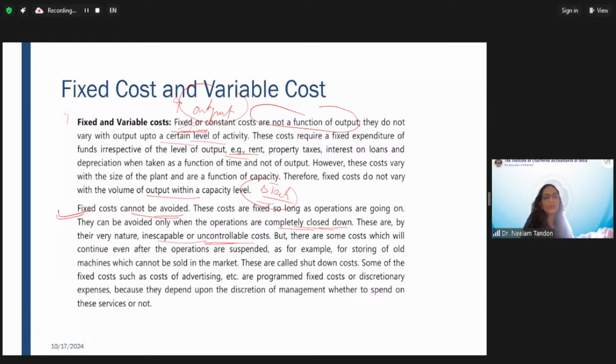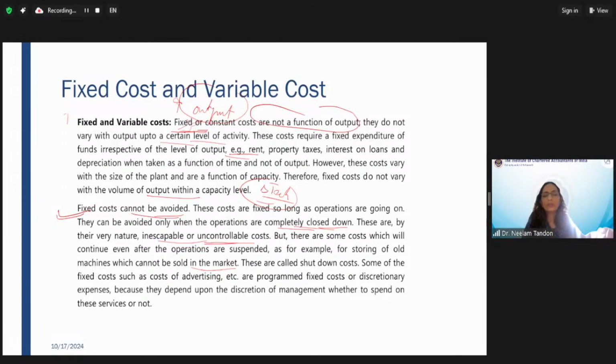But there are some costs which will continue even after the operations are suspended. For example, storing of old machines which cannot be sold in the market. आपने एक machine ले ली, sophisticated machine, and you thought to start that business. उसके लिए आपने land में वो machine रखी, and you started production, and that machine didn't give you benefit. Reason being, उसकी वजह से जो production था, that was at a lower pace and cost was high, and the other competitor in the market was selling the same product at a low price. So आपका product market में बिका नहीं.